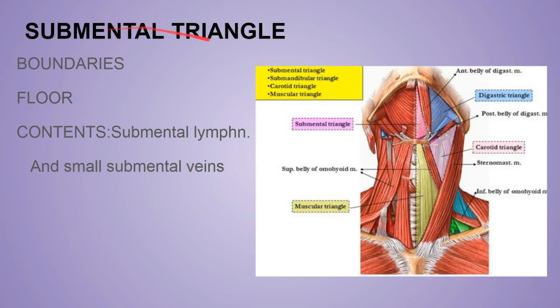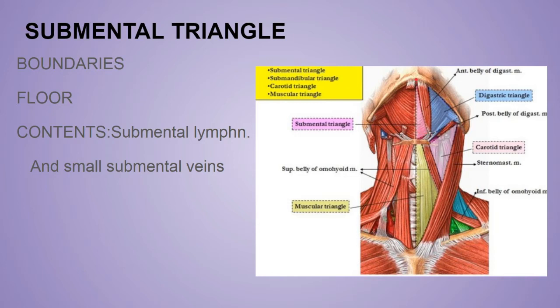Now the submental triangle particularly, as you can see over here, this is the submental triangle. I told you before only one submental triangle exists. So this is the half view. This pink color is the half structure of the submental triangle. This whole is the one submental triangle.